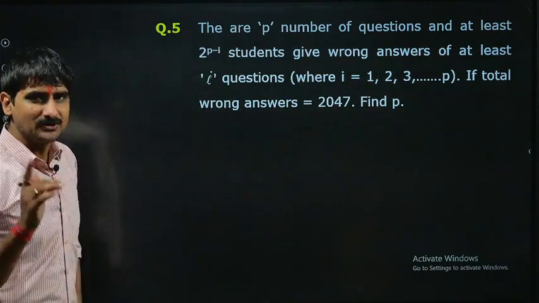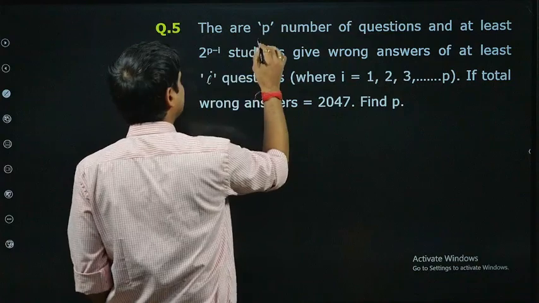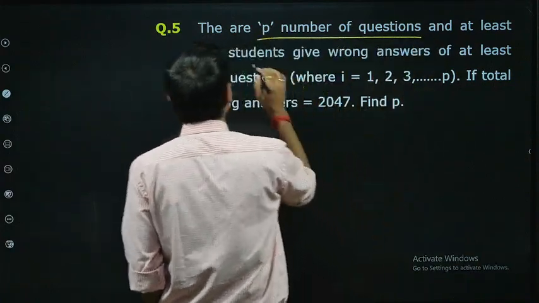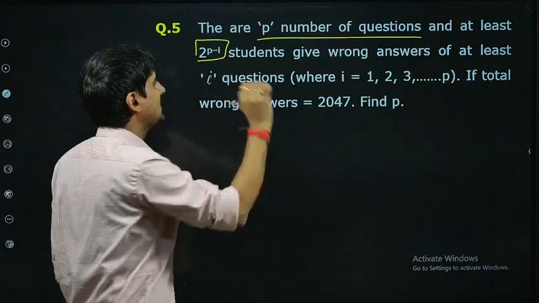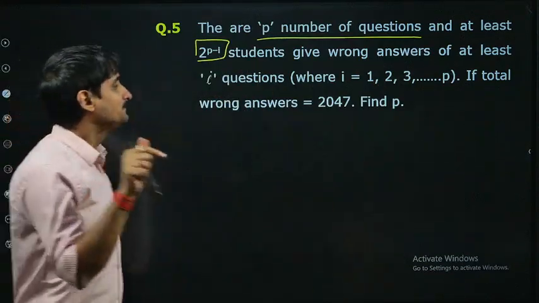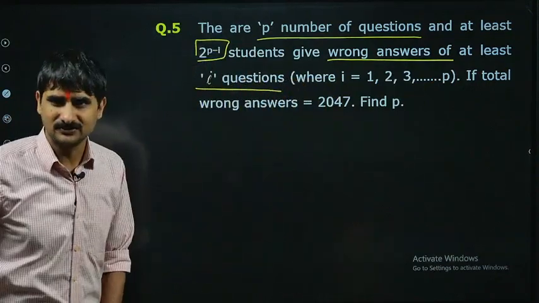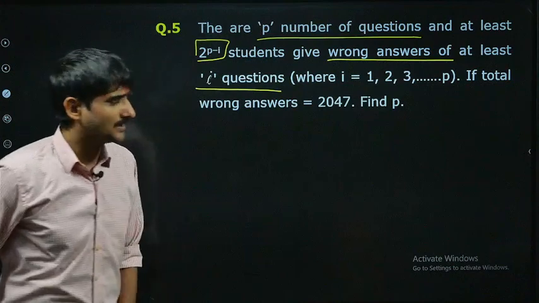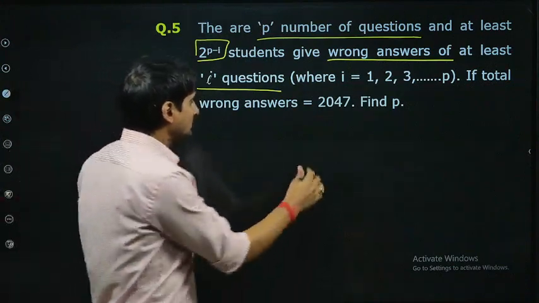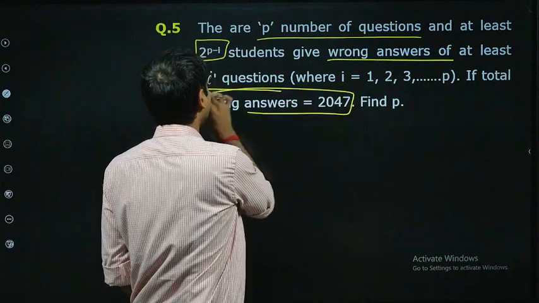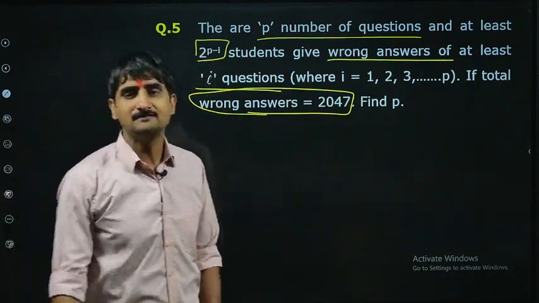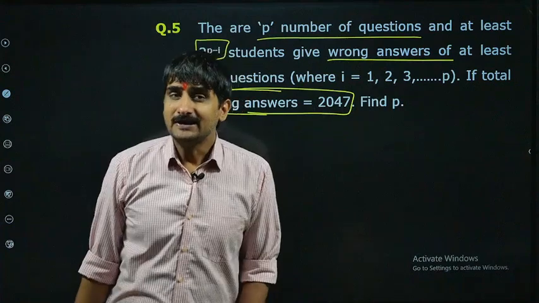There are p number of questions. So let's go through the statement. There are p number of questions and at least 2 raised to the power p minus I students give wrong answers of at least I questions, where I goes from 1 to p. If the total number of wrong answers are 2047, we have to find p here.